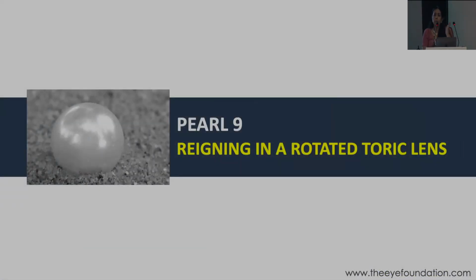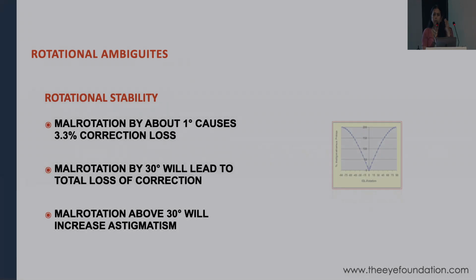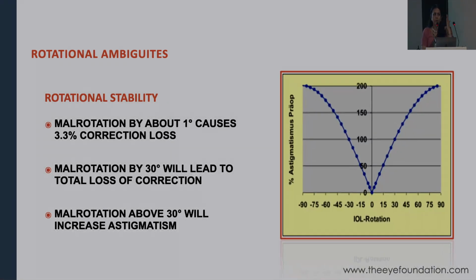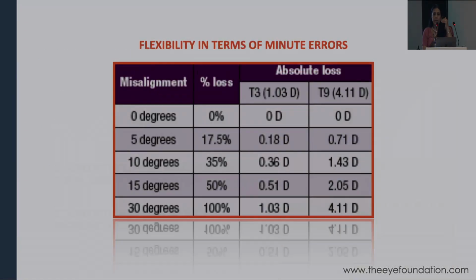If the IOL is rotated, you need to understand that if the toric IOL rotates only 1 degree, there's a 3% loss of correction. Whereas if the toric IOL has rotated more than 30 degrees, it is actually going to increase the residual astigmatism, more than what the patient had. So it is more in higher amounts of astigmatism, like a person who has +2 diopter of astigmatism, the loss of correction would be more.